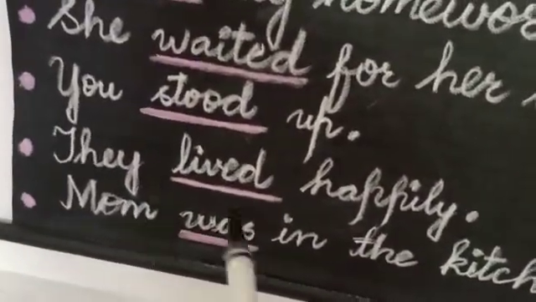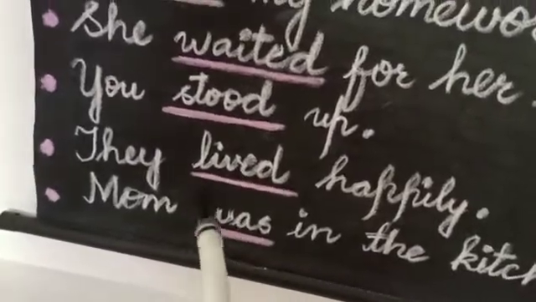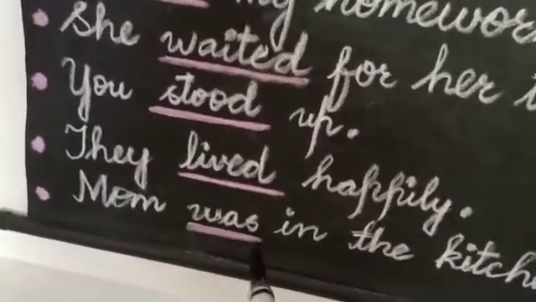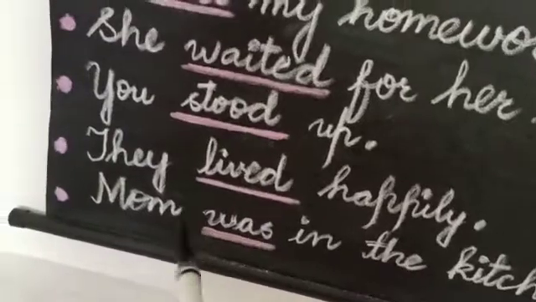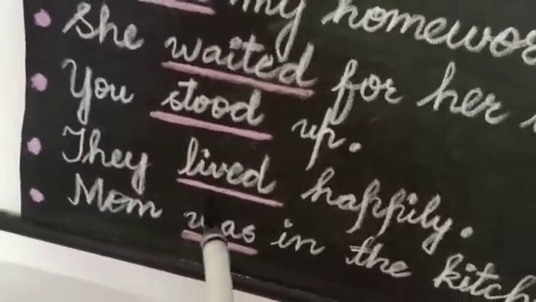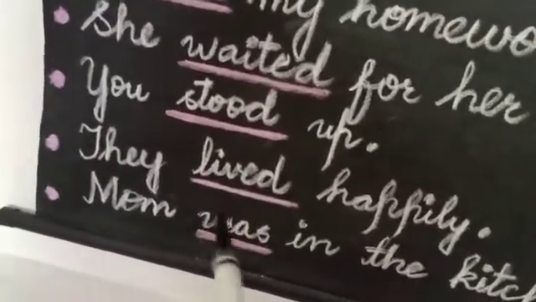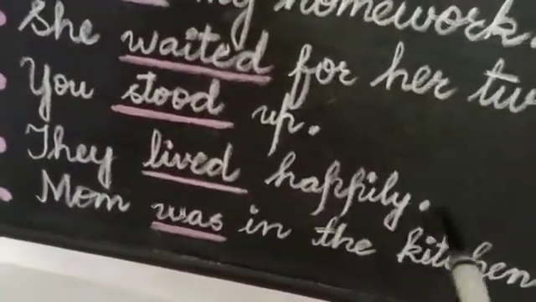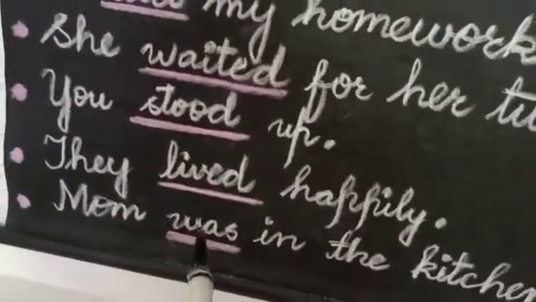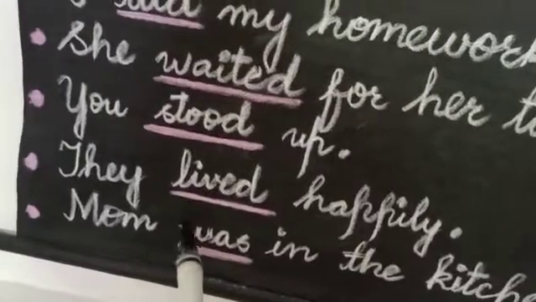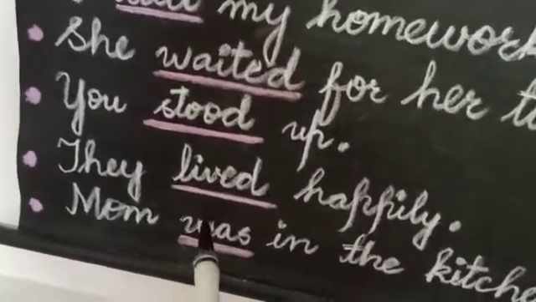Mom was in the kitchen. Mom is the subject. Was. Is this was showing any action? No, it is a verb of being. It is showing us the condition, the state. Mom was in the kitchen. Here was is taking the place of a verb. It is acting as the main verb because there isn't any other action word in this sentence.